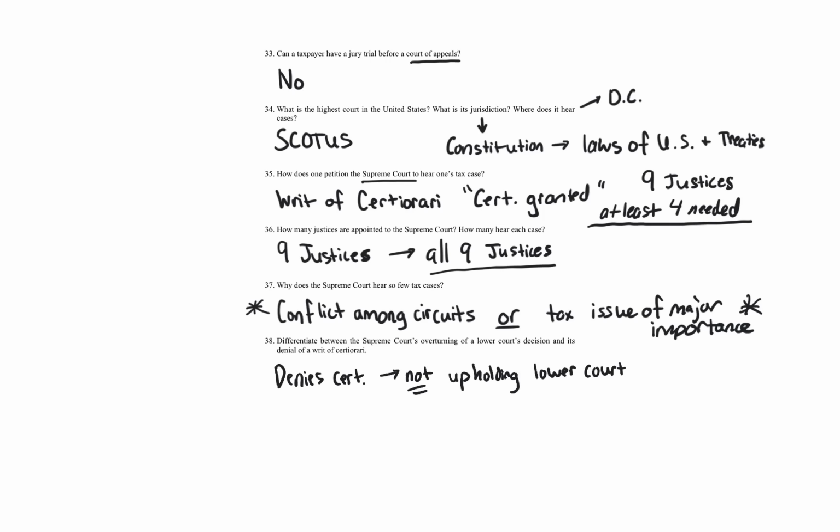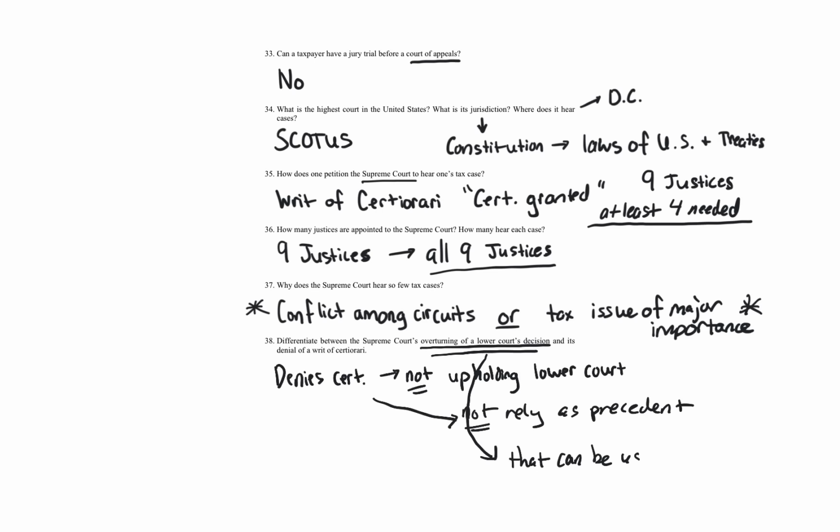So just because the Supreme Court denies cert doesn't mean that it establishes precedent. Versus if the Supreme Court overrules a lower court's decision, that then becomes precedent. That's the main thing. Denying cert is not upholding the lower court, so we can't rely on that denial of cert as precedent. However, if the Supreme Court overturns, that can be used as precedent for similar issues. I would say that's the biggest element.